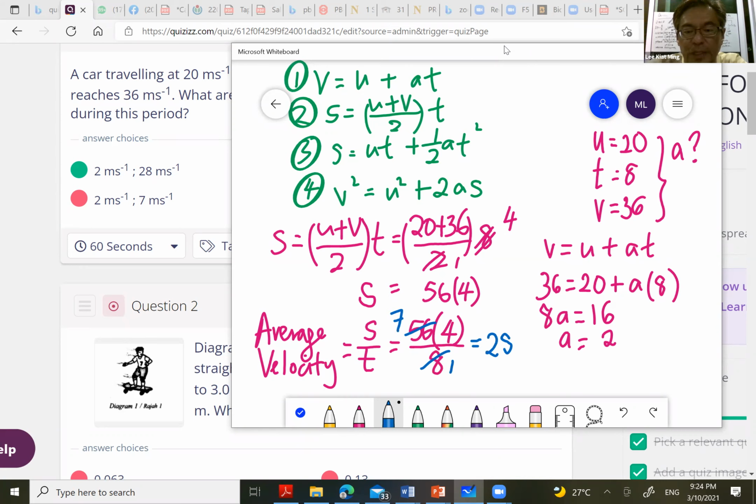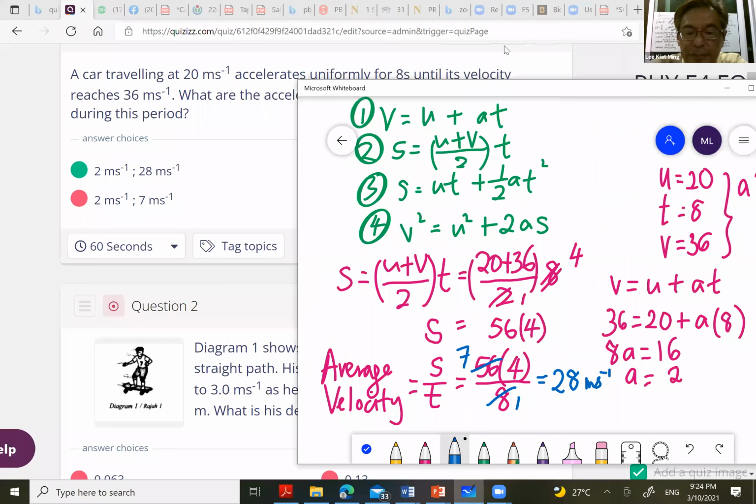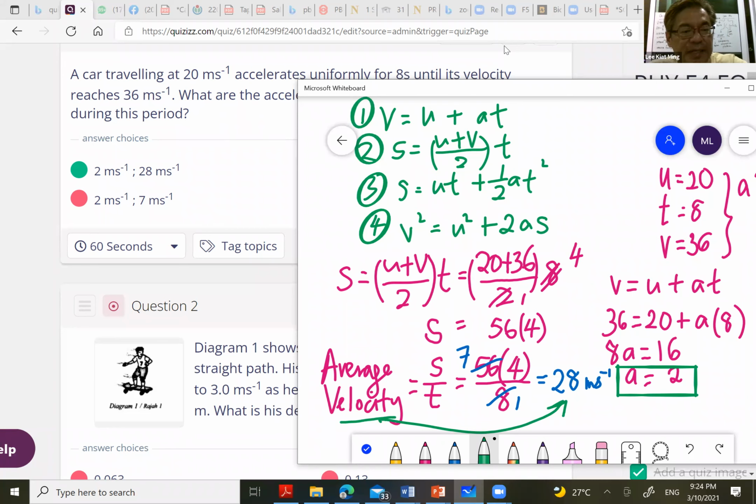Therefore, you'll be able to see the average velocity will be 28 meters per second, giving you the answer as your first one. So acceleration is going to give you 2, and average velocity is going to give you 28. Do I make myself clear? If I make myself clear, we're going to go to the second one.